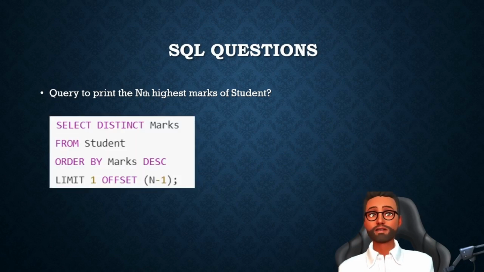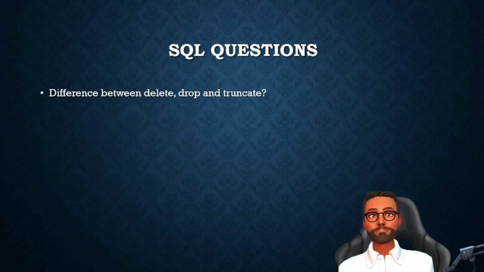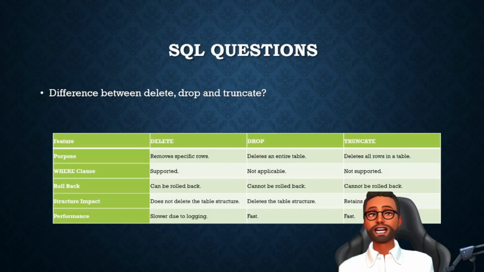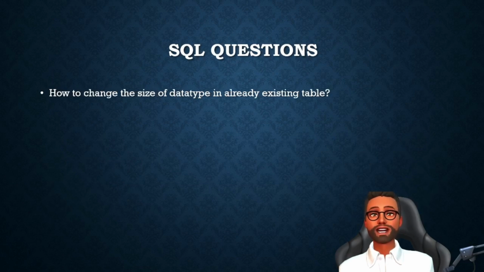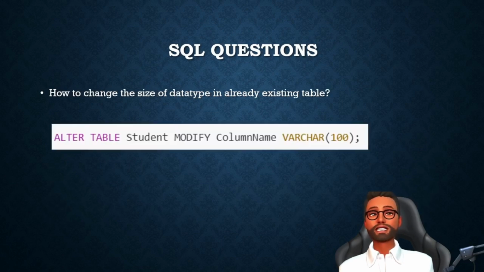Fourth one is difference between delete, drop, and truncate. The main difference between delete, drop, and truncate is delete removes specific rows. Structure is preserved. Drop deletes the data and also deletes the structure. Truncate deletes data and retains the table structure. The second difference is delete can be rolled back, drop cannot be rolled back, and truncate also cannot be rolled back. Last question in SQL is how to change the size of data type in an existing table. Use the alter table statement with modify or change. Explanation. Column name, replace with the name of the column you want to modify. Varchar(100), update the size or data type.